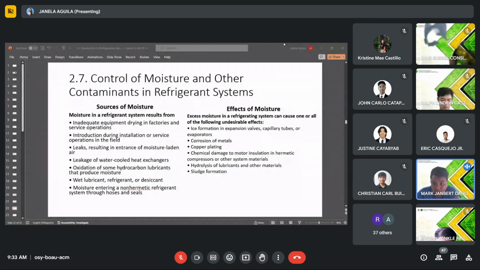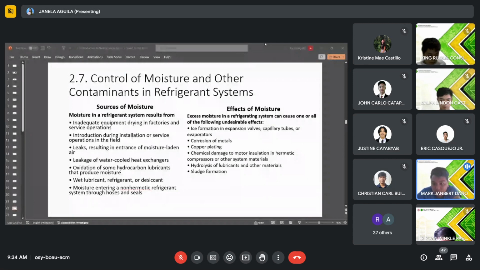Chemical damage to motor insulation in hermetic compressors or other system materials. Moisture can degrade the insulation materials used in hermetic compressors and other system components na maaaring mag-lead sa electrical problems gaya ng short circuits at motor failure.